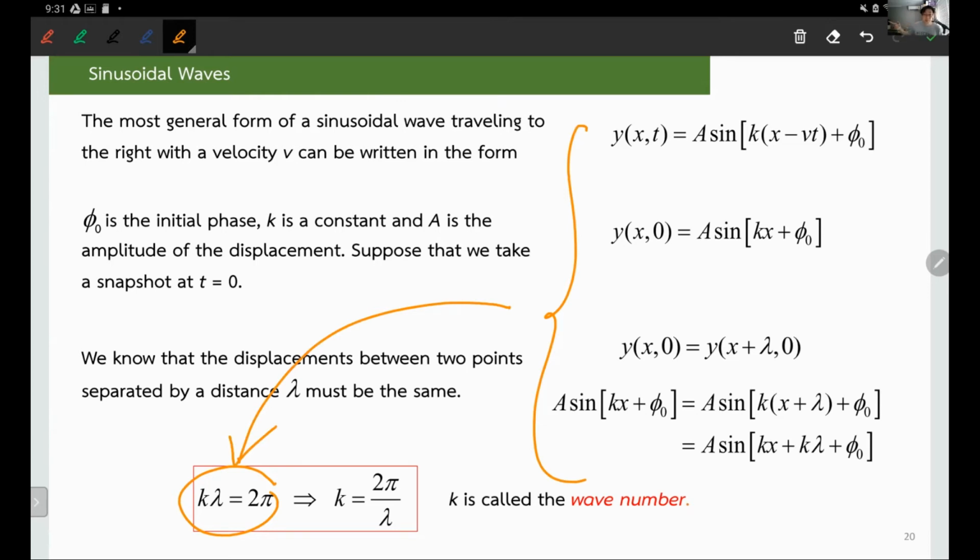The displacement or the distance of one wavelength is equivalent to the 2 pi rotation of the angle behind the sinusoidal function. So k lambda is 2 pi, so k is 2 pi over lambda. We have a name for k: we name k the wave number. I think this is the last term that I want to introduce to you. Wave number, that's the k, and k is 2 pi over lambda.